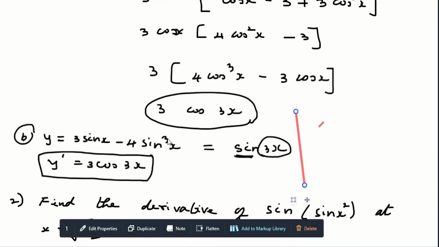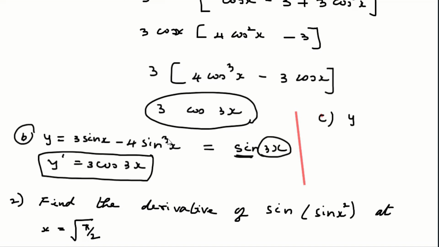So section C. y dash at x is equal to pi by 3 is 3 cos 3 into pi by 3, which is cos pi. Cos pi is minus 1, so it is negative 3. This is the answer. Is that clear?